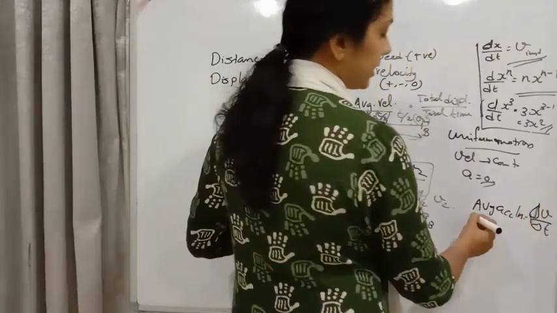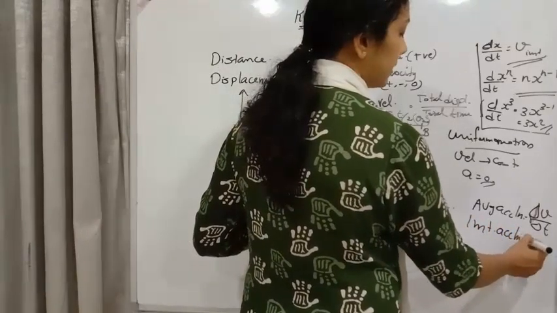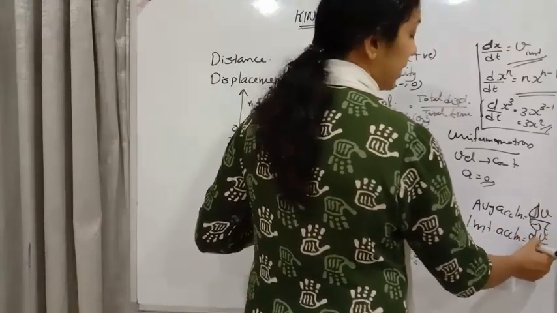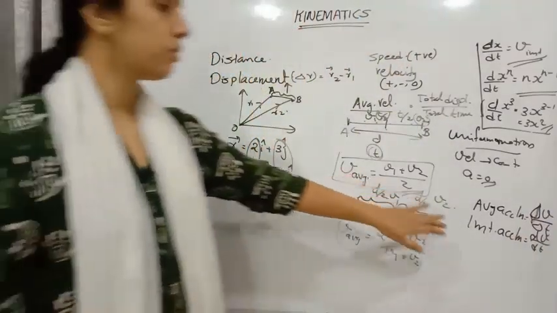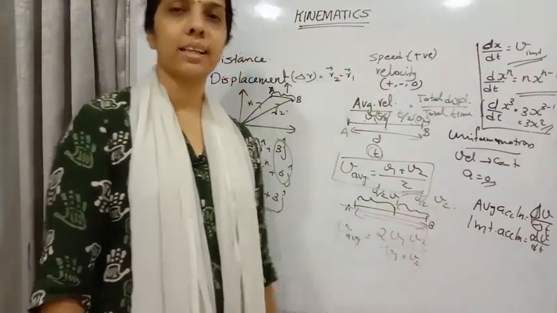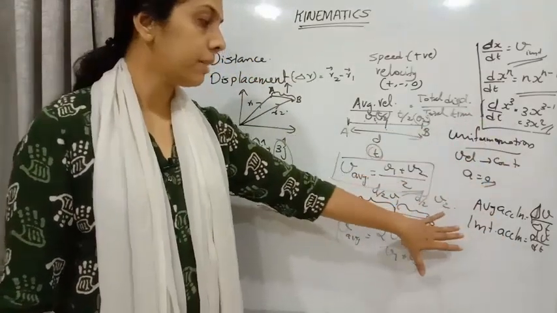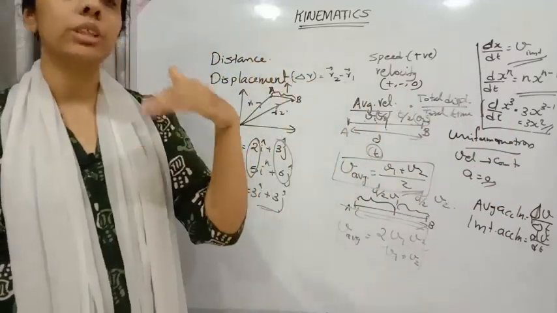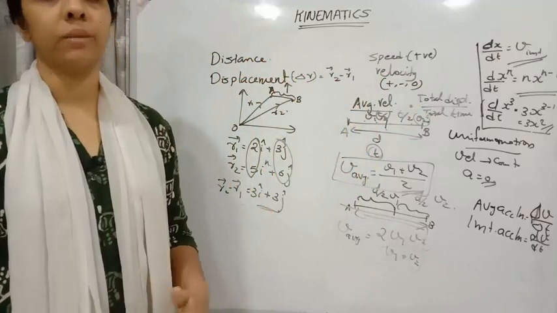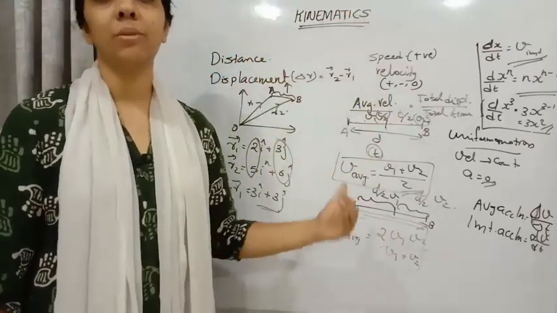Then next is instantaneous acceleration. Instantaneous acceleration means dv by dt. So average acceleration is change in velocity divided by time, and instantaneous acceleration is dv by dt. We should differentiate the velocity quantity. This is the theory part; how we are going to do the numericals, we will study now.